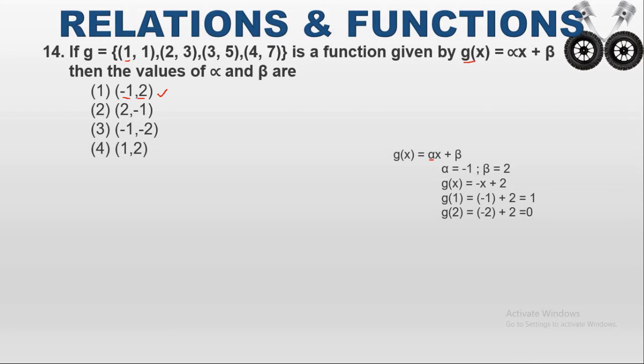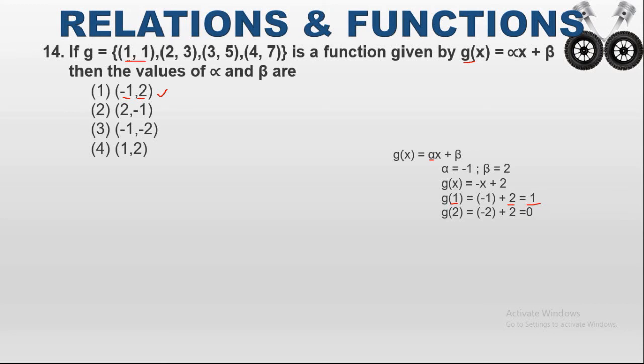The biggest number is 2. The operation here is a positive operator. So the answer is plus 1. So whenever I give input as 1, I get the output as 1. So the first condition is true. So the first ordered pair is true.